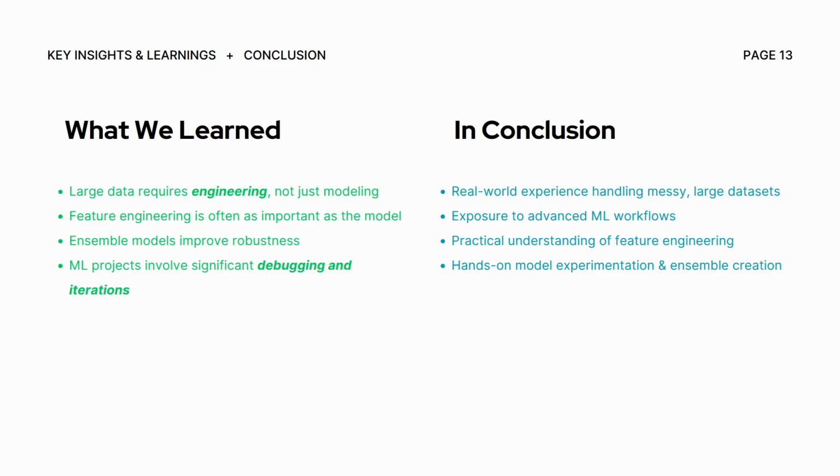So lastly, what did we learn? We learned that large data requires not just model training, but also feature engineering, and that feature engineering is often as important as the model itself. We learned that ensemble models improve robustness by reducing the bias that could have been due to overfitting. And lastly, that machine learning projects involve significant amounts of debugging and tons of iterations to be done right.